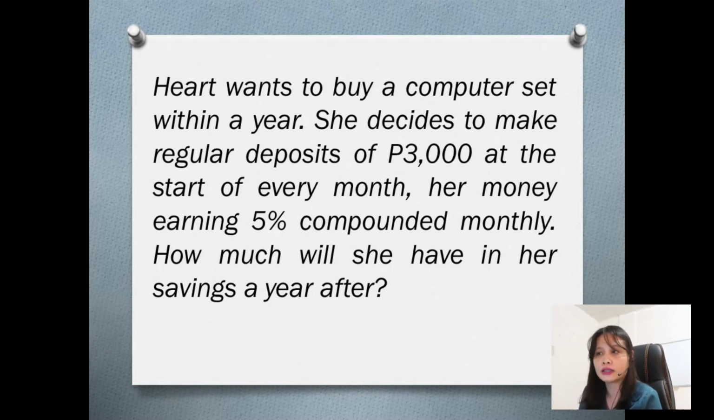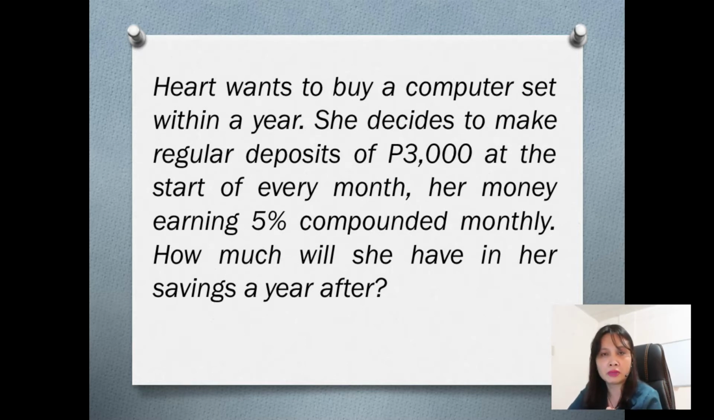What is 3,000? That is your regular payment or regular deposit, so that's your R. And you do have a rate, which is 5% compounded monthly. So therefore, you can now solve it. But the question is, what is the unknown? The unknown is how much she will have in her savings a year after, pertaining to the future. So what are the given?